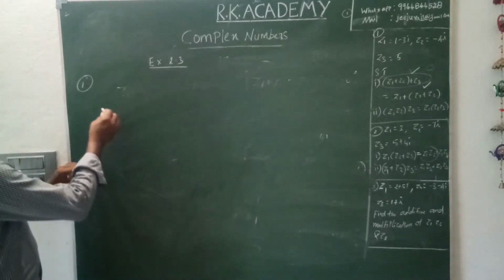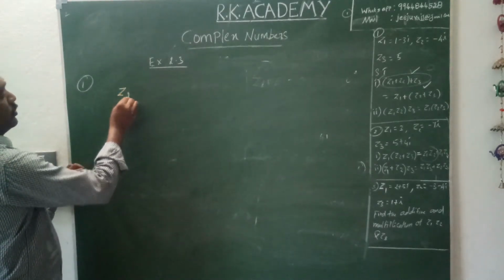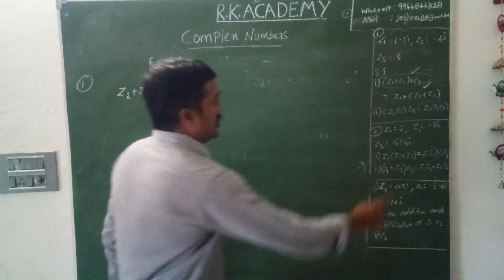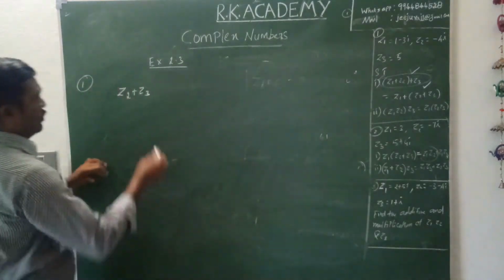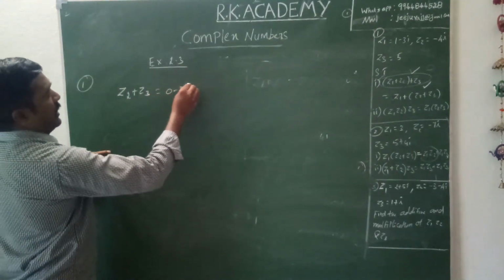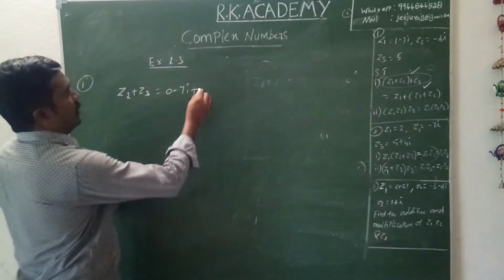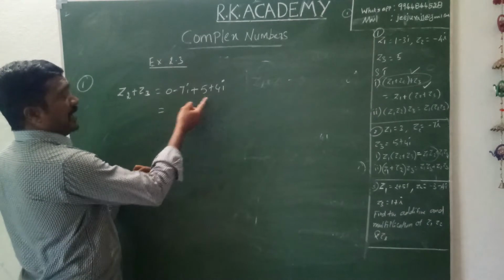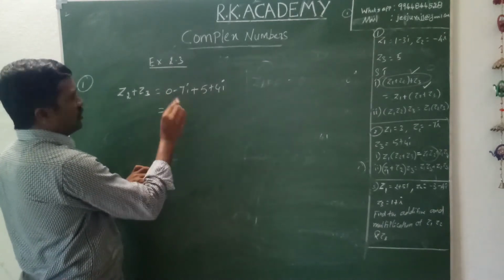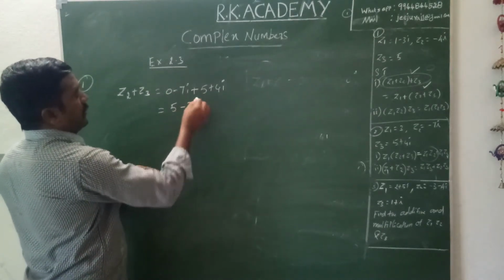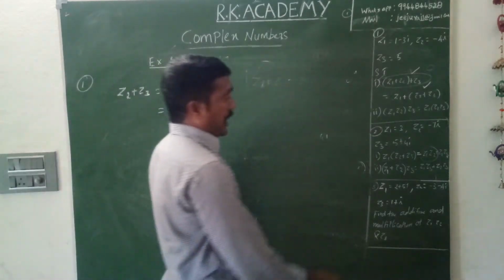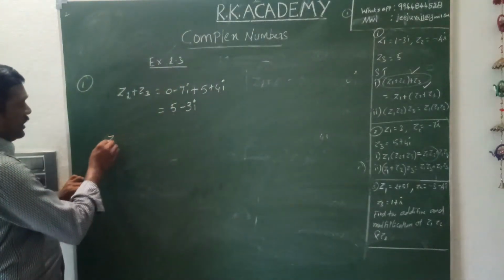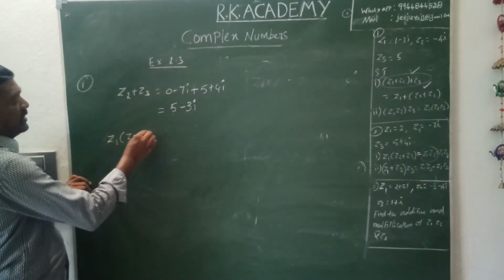Yes. First you take the Z2 plus Z3. What is Z2? 0 minus 7i plus Z3, 5 plus 4i. What will happen? The real part is 5. Here it's 0. So minus 3i. Again what we are going to do? Multiply by Z1. Z1 into Z2 plus Z3.